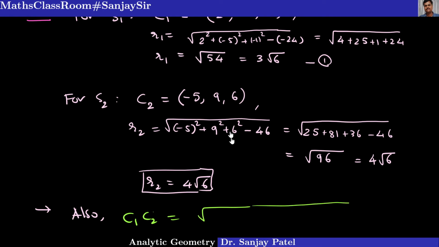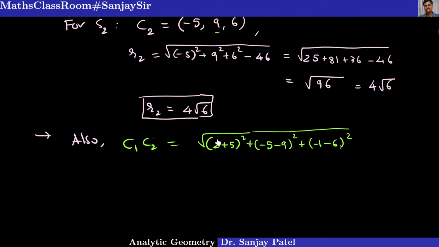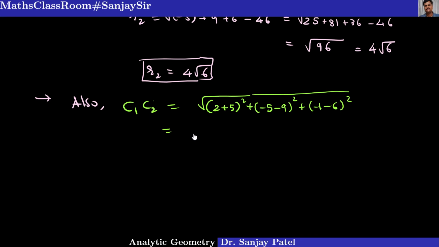Using that, 2 minus minus 5, that is 2 plus 5 whole square, and this is minus 5 minus 9, so minus 5 and minus 9 whole square, plus it is minus 1 and 6, so minus 1 minus 6 whole square. So this is the distance. And if you simplify, let us see what we are getting. So this is equal to 2 plus 5, 7, so 7 square. 9 plus 5, 14, so 14 square. And minus 6 minus 1 is minus 7. Minus 7 square is the same as plus 7 square.